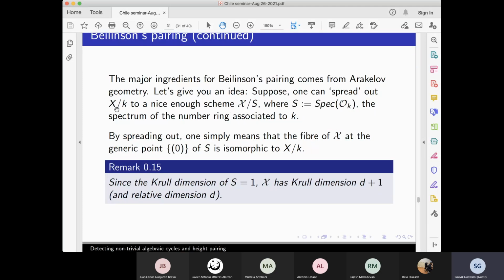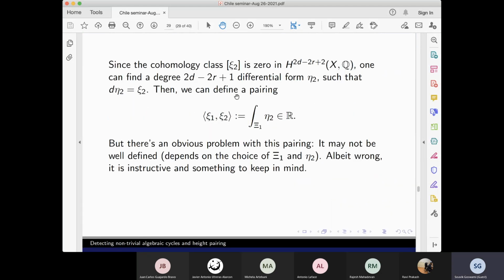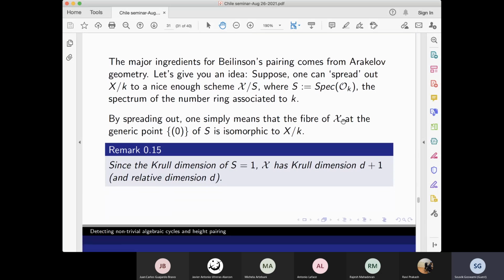So what Arakelov geometry does is that it studies, given a smooth and projective variety over a number field, the point is that suppose we can spread this out to a regular scheme, which is projective and flat over the number ring of K. If you don't know, just stick to, the thing to take out of this lecture is this particular pairing. This is more or less the highlight. What I'm saying for the next few minutes would be a little bit abstract and more information than anything else.